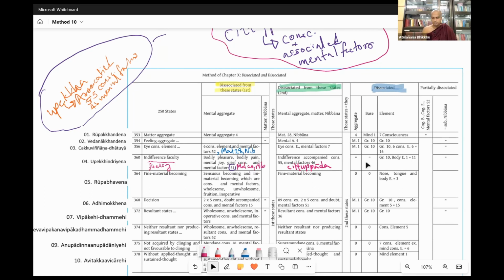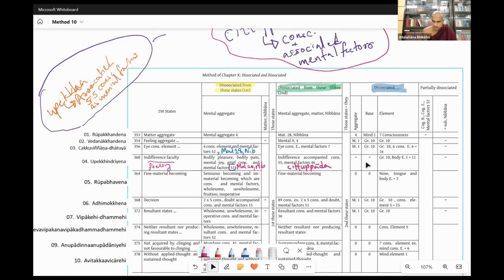Yes, sir. But then can you try to explain again why when we try to analyze for rupa bhava, fine material becoming, we don't use the Paramattha Dhamma to analyze what type of nama rupa contains inside this Sarupata Dhamma.